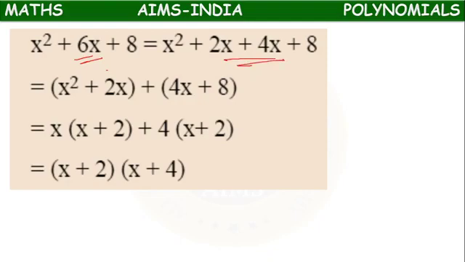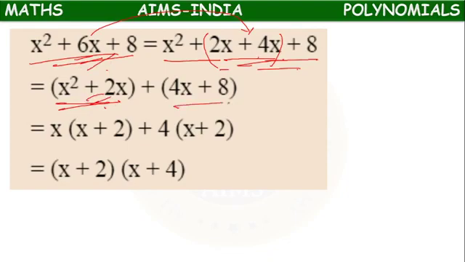Now the first two terms we will make into one group. Previously we had three terms. By splitting the middle term into two terms, we got 4 terms. Out of 4 terms, the first two are taken into one group, the next two into another group. In the first two, what is common? We can take x as common, because x square means x into x, plus 2 into x.